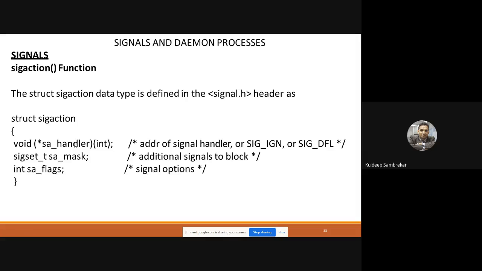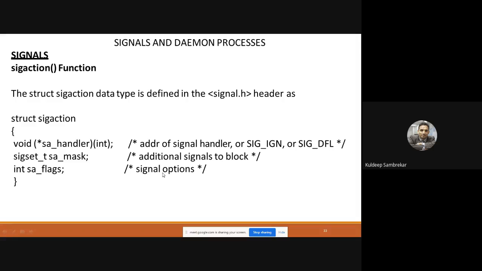And the second member is additional signals to be blocked, which means that if a process is executing, it may have more than one signal to be blocked. So in that case, rather than blocking a single signal, additional signals also can be masked. That is sa_mask, which says that apart from the original signal, which all additional signals can be blocked. And the third one is signal options.